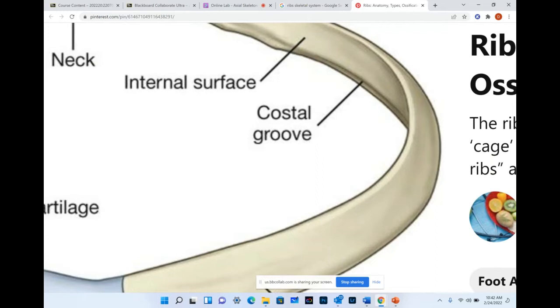Now, how to figure that out? When you wrap your fingers around the rib and slide it, you can feel the sharp edge. That sharp edge that you feel is your inferior border, and the rounded edge is the superior border. You can see it as well, but then you can feel it and it gives you a better idea.